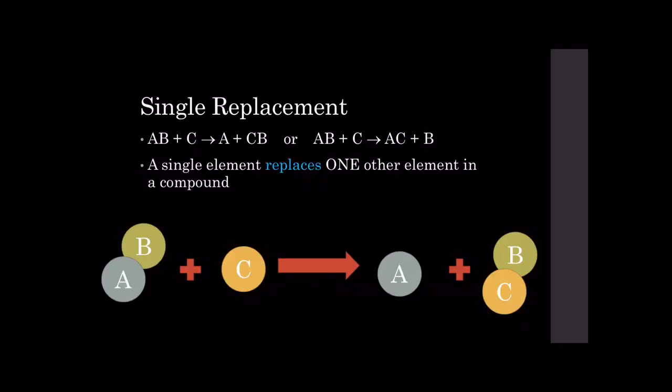Then we get to single replacement. For a single replacement reaction, we're kind of doing both of what we did before. We have both a new compound that we're writing, CB, and a new element that we're writing, A. Because A wasn't a compound and C was an element, but now they've switched places, hence the single replacement.